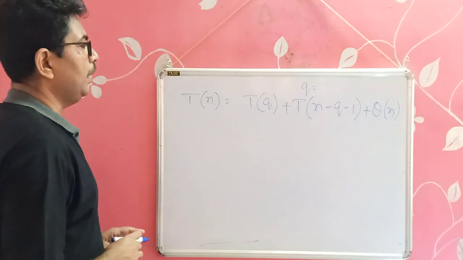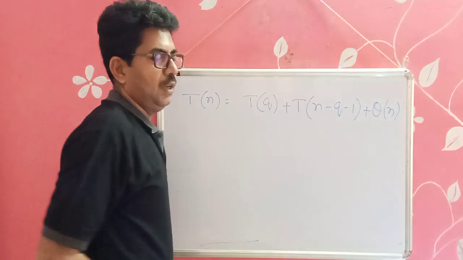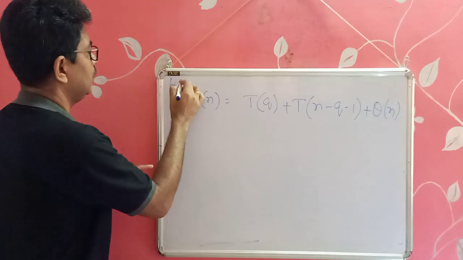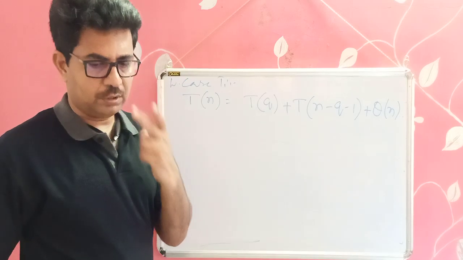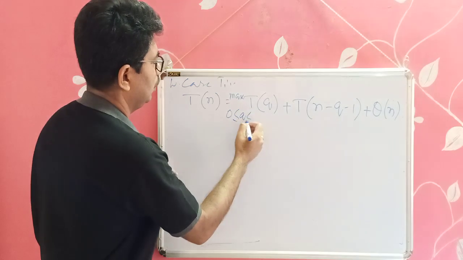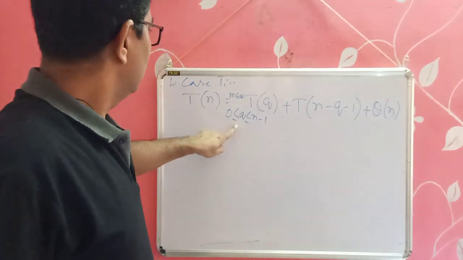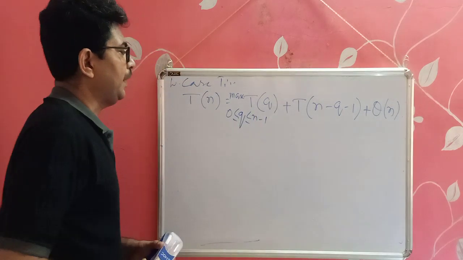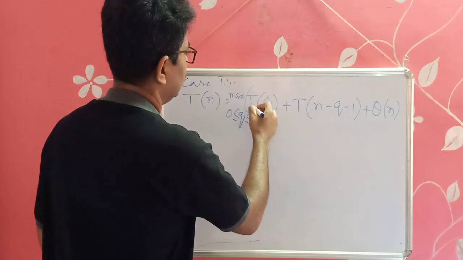Clear? Now if we have to find the worst case time complexity, obviously it will be the maximum of all these. So we can write that the worst case time complexity is the maximum over q varying from 0 to n minus 1 of T(q) plus T(n minus q minus 1) plus theta of n. So here we can write this.